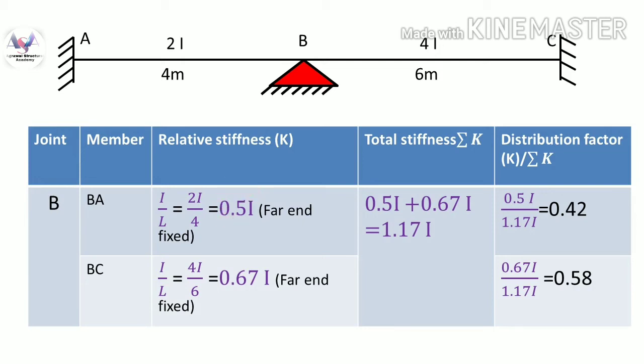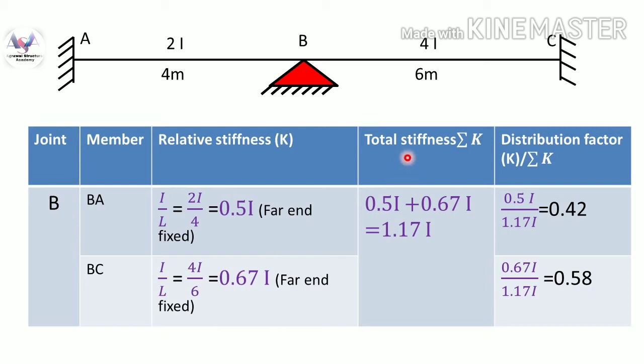In the same way, here B to C. So C is also the far end. So here the relative stiffness is I by L. So that is equal to 4I by 6. Here I is equal to 4I. That is why here we kept the 4I. So that is equal to 0.67I. Here the far end is fixed.